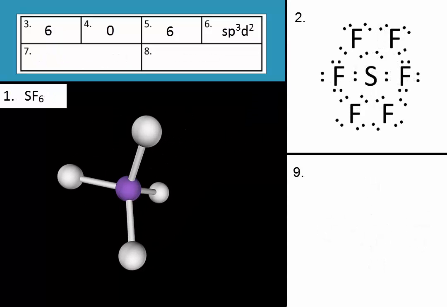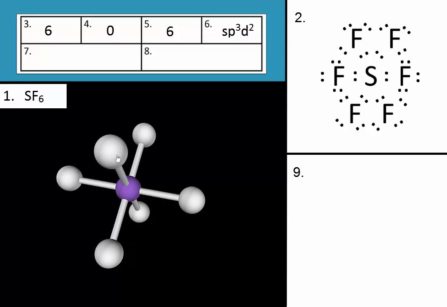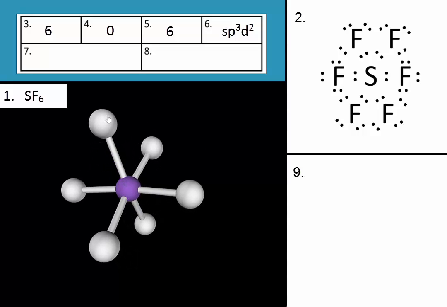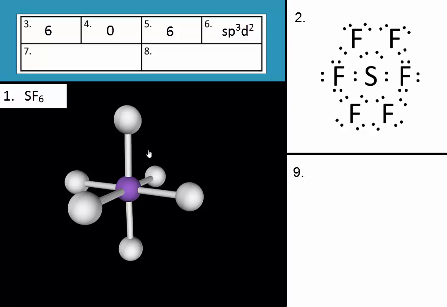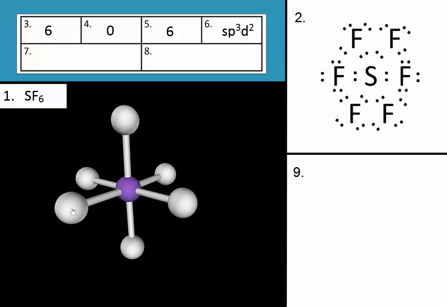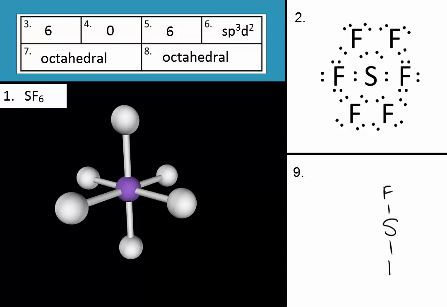Next is sulfur hexafluoride. This molecule has a hybridization of sp3d2. So let's build this molecule. Now if you were to put on faces surrounding this molecule, you'll actually create an 8-sided figure, which is called an octagon. Therefore, our electron arrangement name here is octahedral. Once again, no lone pairs, so the molecular geometry name is also octahedral.